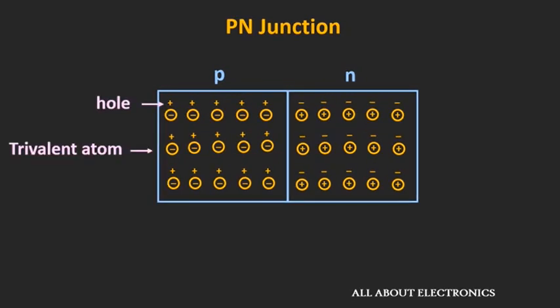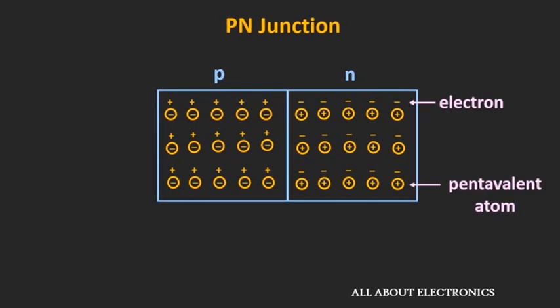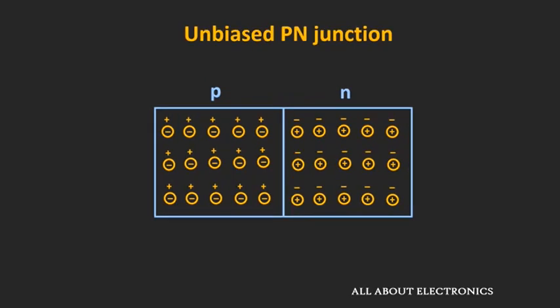In this p-type region, each circled negative sign represents a trivalent atom and the positive sign represents a hole. Similarly, in the n-type region, each circled positive sign represents a pentavalent atom and each minus sign represents an electron. Here, for simplicity, in both regions, the minority carriers are not shown. But in very small quantity, they are also present in both regions.